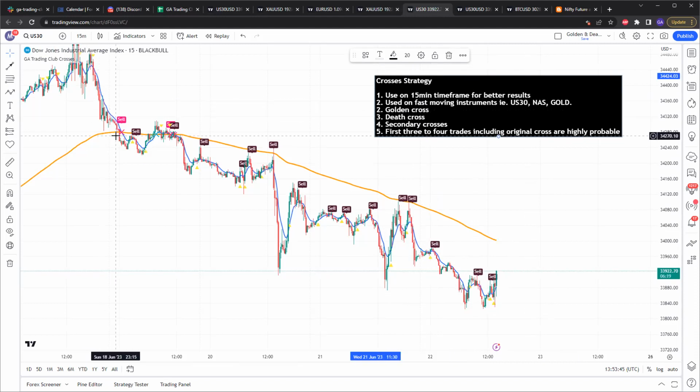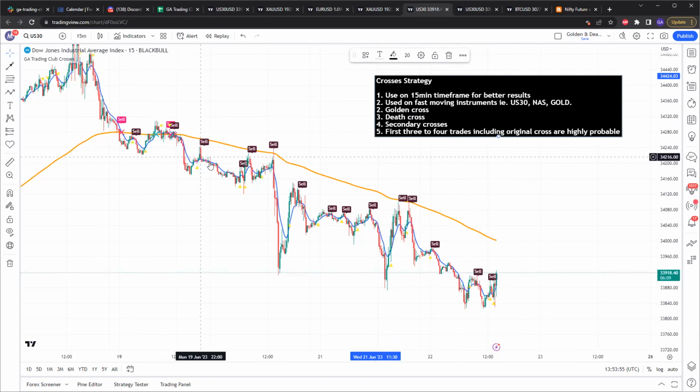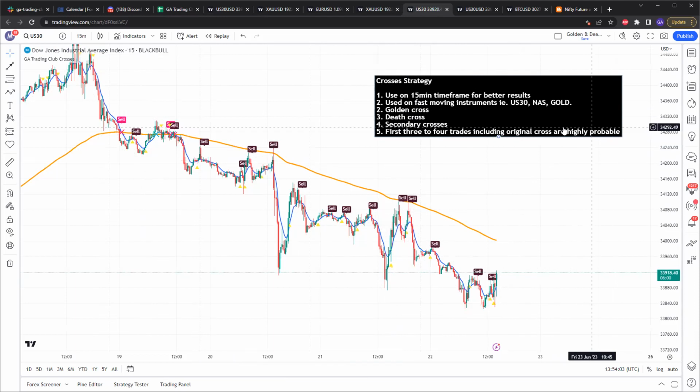Check for the golden cross. So the original crosses will have a cross next to it. So trade the golden and death crosses. The secondary crosses are these other entries that do not have an X on it. So that's why I call them secondary crosses. And also the first 3 to 4 trades, including the original cross, are highly probable.